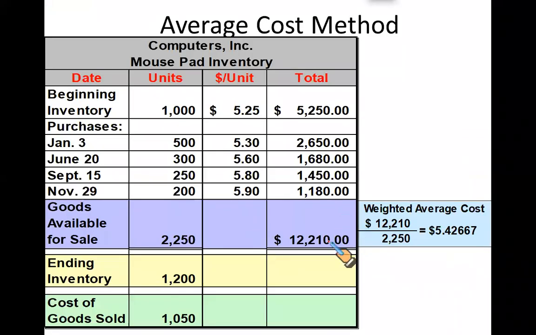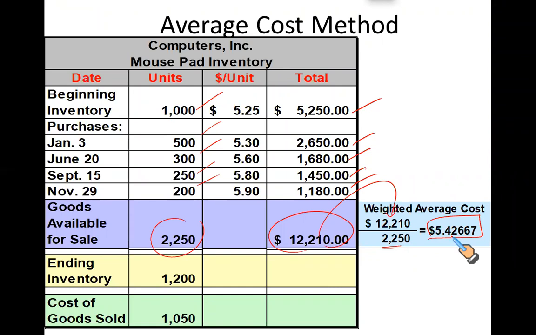This is the total value of the goods available: the opening stock plus what you bought. And these are the total units you had, 1,500, 300, and all these, right? So when you divide the total value of your goods available for sale by the total units available, you will get what you call the unit rate. 5.42667 is the average rate.